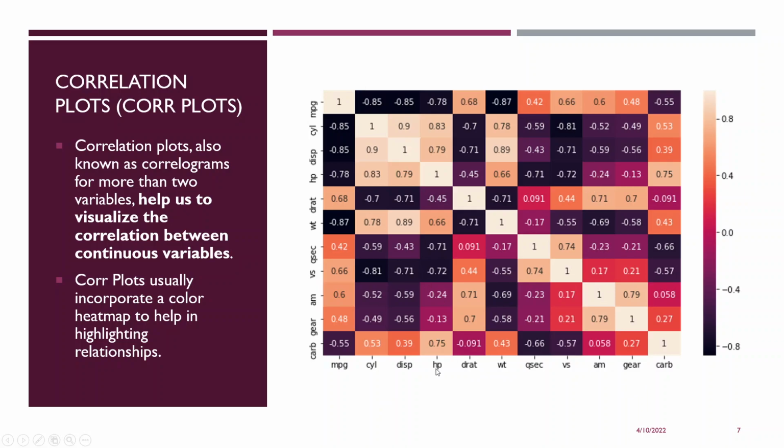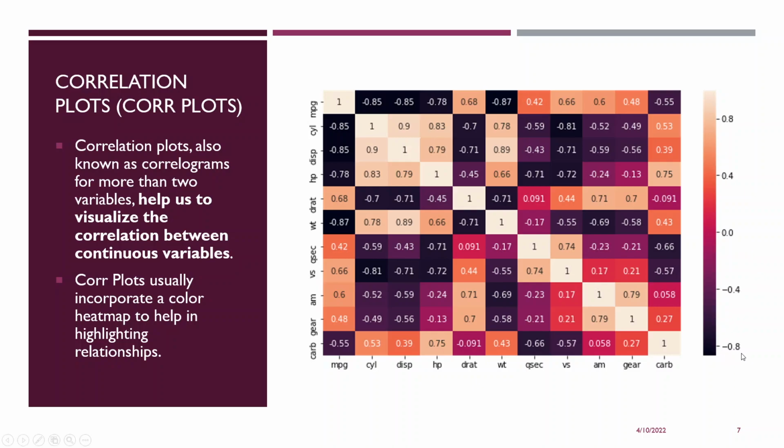This is, of course, based on engine and mechanical relationships between an engine and certain outputs as it relates to performance. Core plots usually incorporate a color map or a heat map. In this case, black is representing negative correlations, and orange-ish, reddish is indicating going up into this range here. You can see the gradient.